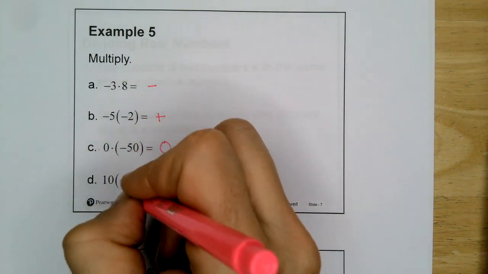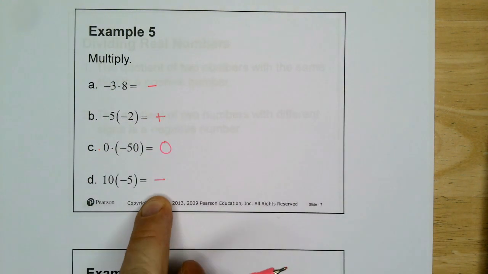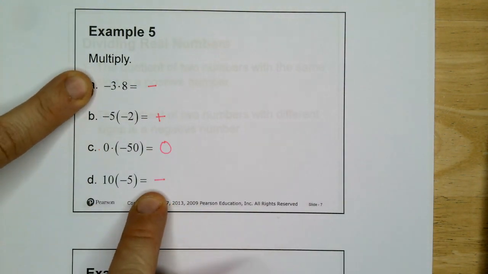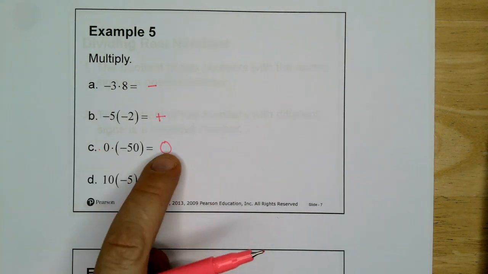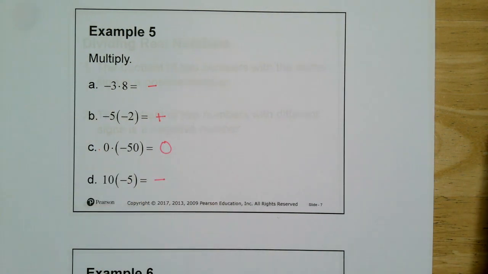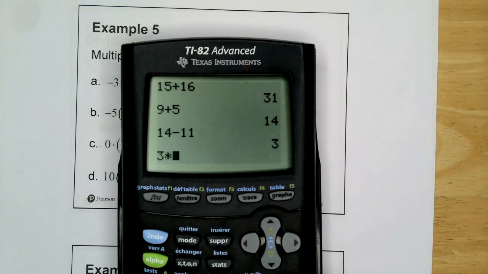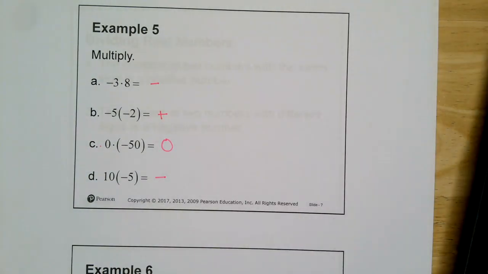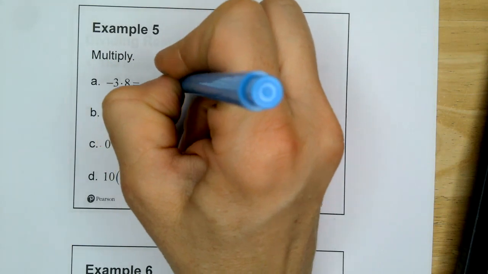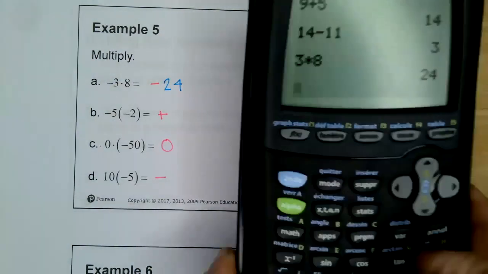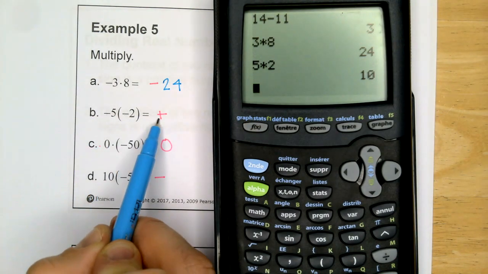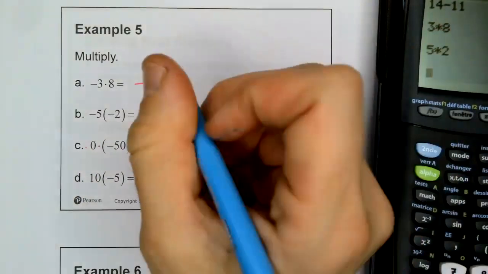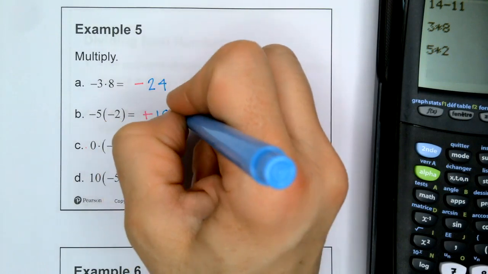A positive times a negative is always going to be a negative because those are different signs. Different signs always gives you a negative answer. The same sign always gives you a positive answer. Anything times 0 is 0. All right. Just use your calculator. 3 times 8 is 24. So it's a -24. 5 times 2, ignoring the signs because we already decided a negative times a negative is a positive, according to that rule. So it's a +10.